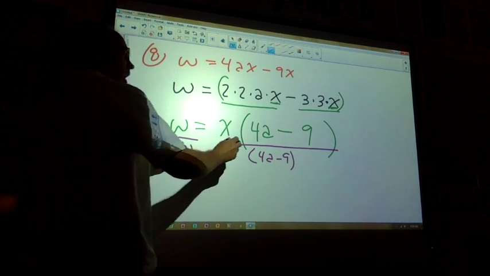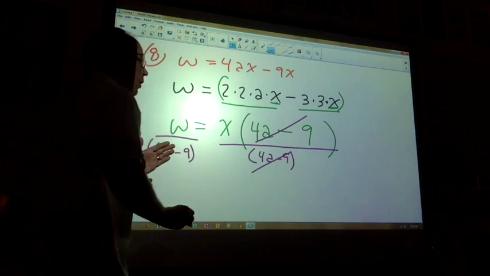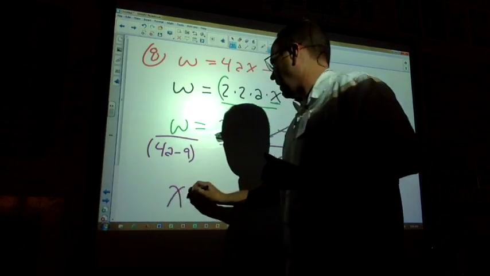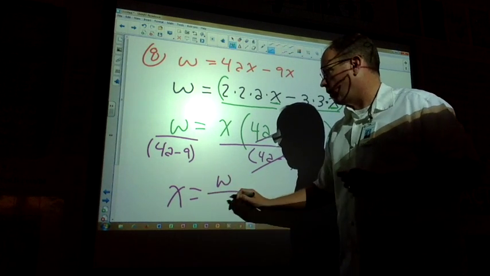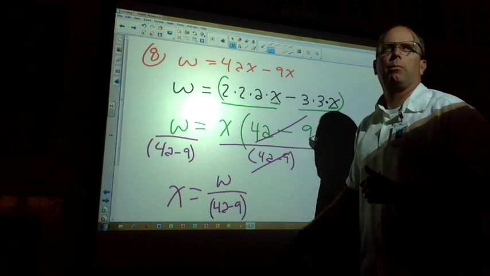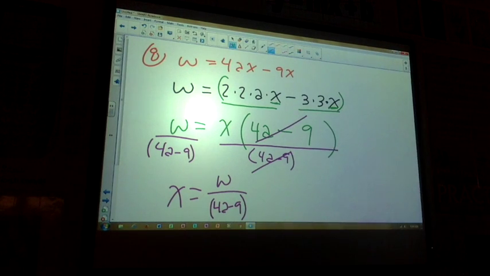Oh, I get it. Watch, this whole parenthesis goes with that whole parenthesis. So you technically just bring all the other numbers over. I'm dividing it as a whole term. And so then I wind up with an answer of x is equal to w over 4a minus 9. Now, can we drop the parentheses? Sure. Can we put them back in place? Absolutely. It's your choice.